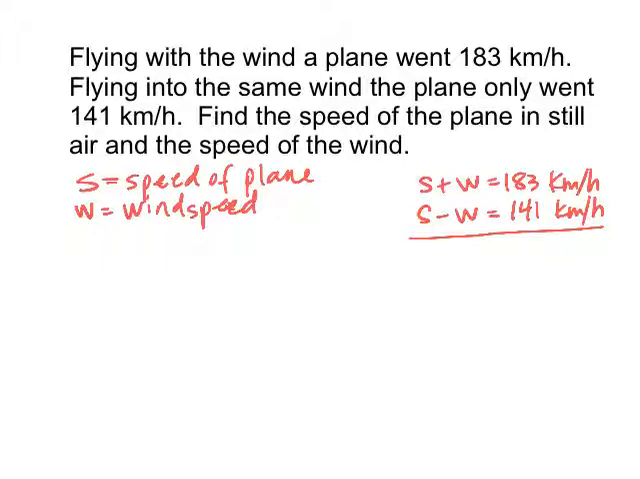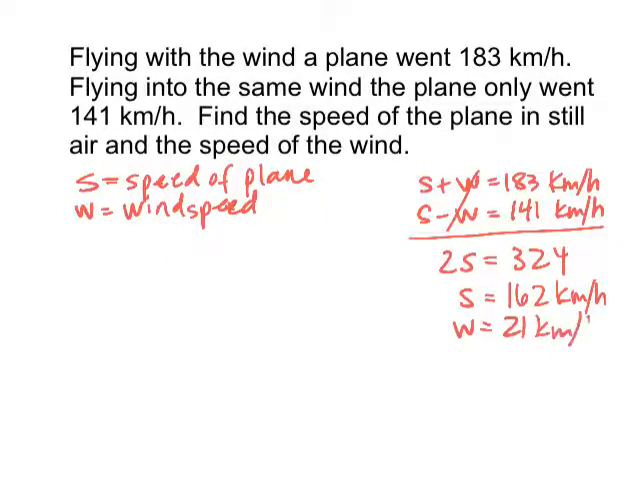And you can see this is really set up for a system of equations. So when I add these together, the wind speed drops out. You have 2s equals 324. Divide by 2. You end up with the speed of the plane is 162 kilometers per hour. So I can quickly subtract 183 minus 162, and our wind speed is 21 kilometers per hour. So pretty straightforward.